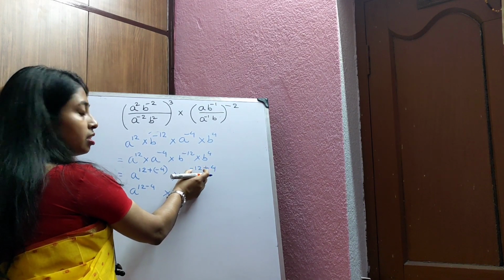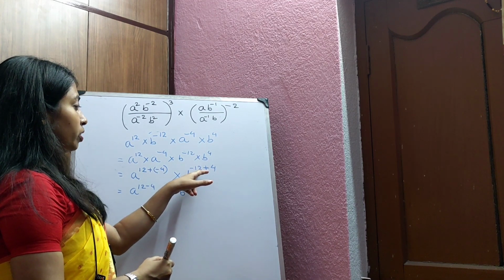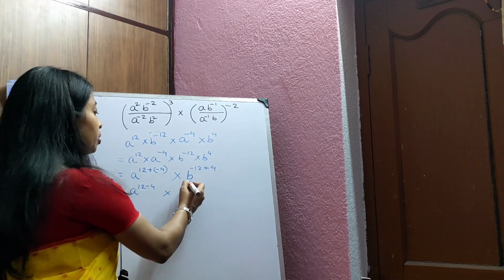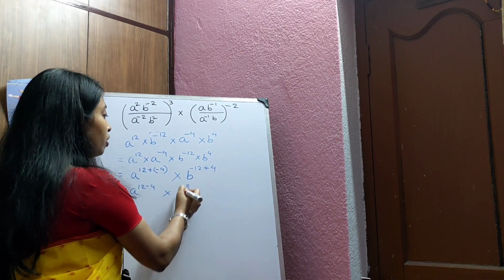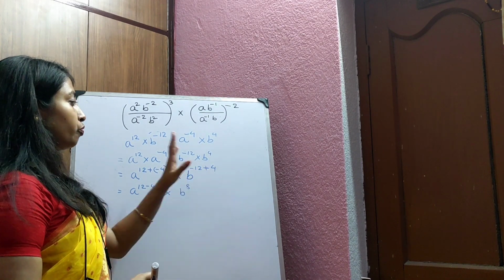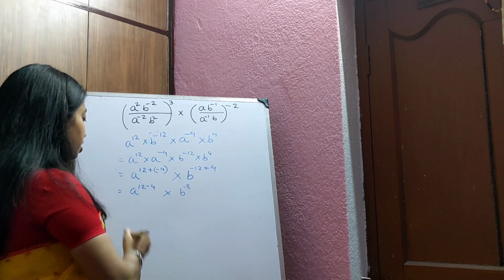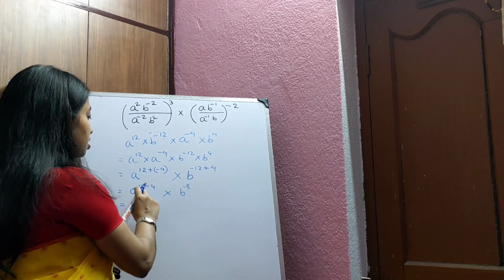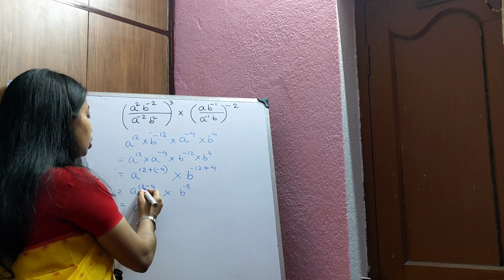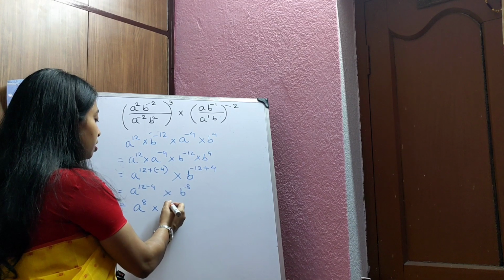So one number is negative, another number is positive. If there are two different signs, what will happen? We will do subtraction between the numbers. So 12 minus 4 is 8. But what will be the sign? 8 will have the sign of the bigger number. Who is bigger here, 12 or 4? The greater number is 12. So the sign of 12 is minus. We will give minus sign over here. Now let us just simply add this thing. 12 minus 4, we are subtracting here. 12 minus 4 is 8, multiplied by b to the power minus 8.